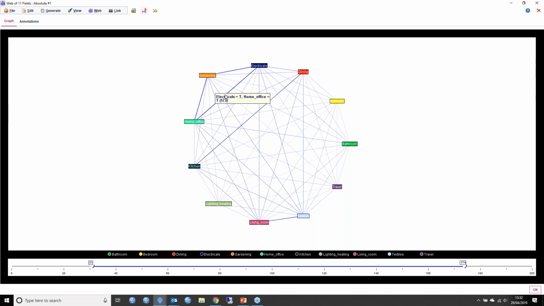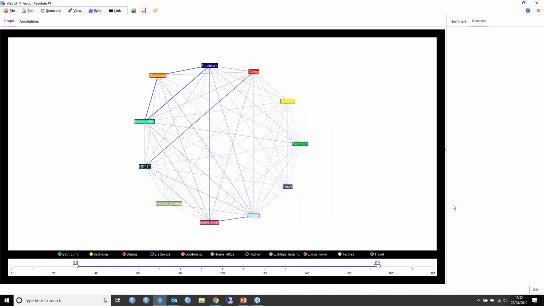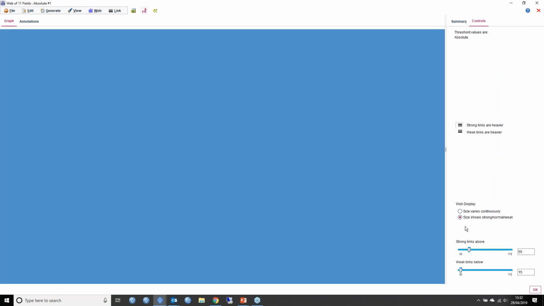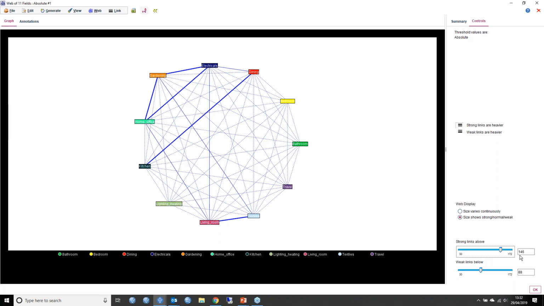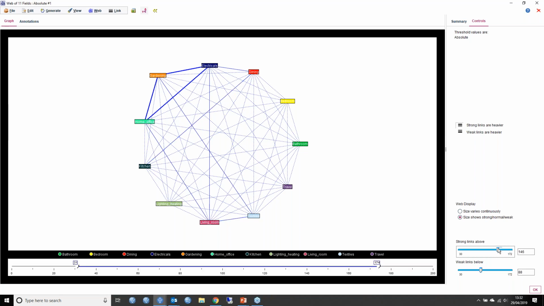But here, 173 times if they've purchased something from electricals, they've also purchased something from home office. And we can actually play around with these values and change some of the thresholds here. If we don't like the default settings, we can go down here and use a little slider. You can slide these values up and down and say weak links are anything below 88, and strong links are anything above 146 co-occurrences, if you like. So we can mask out the weaker relationships and see the stronger relationships.